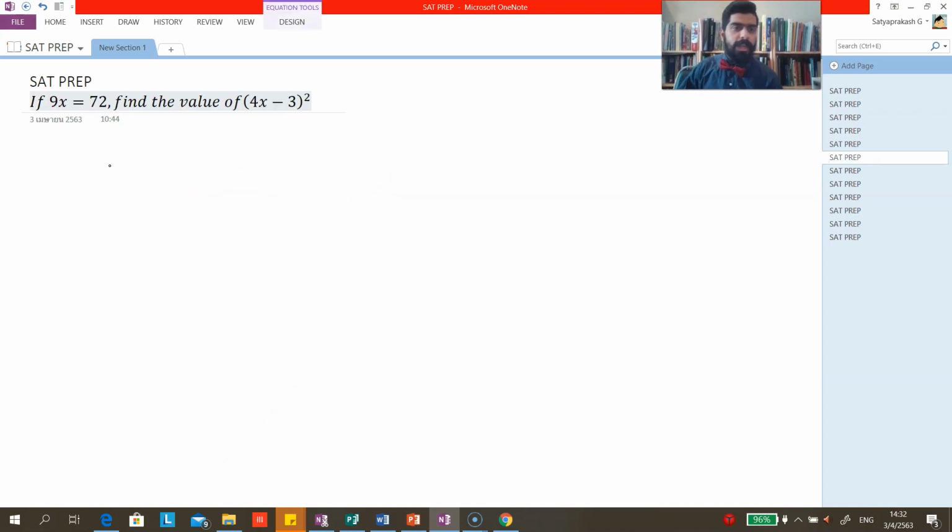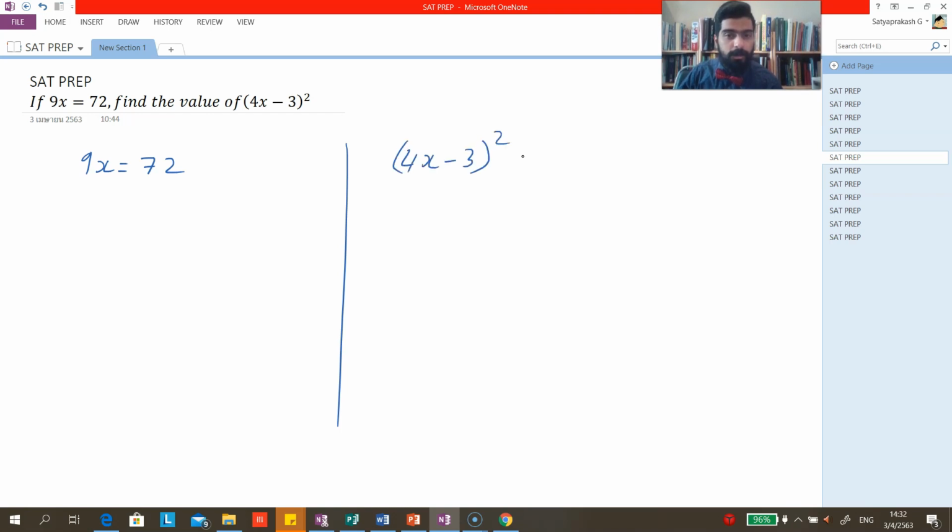Now, for the next question, let's see. We have pretty similar to what we did 2 questions ago, I guess. So we have 9x is equal to 72, and they are telling us what is the value of 4x minus 3 the whole square is equal to how much. So we can first find the value of x here. X is equal to 72 over 9. Therefore, x is equal to 8.